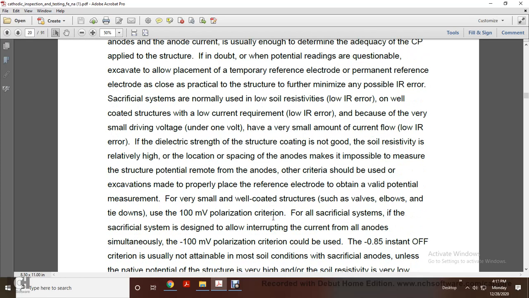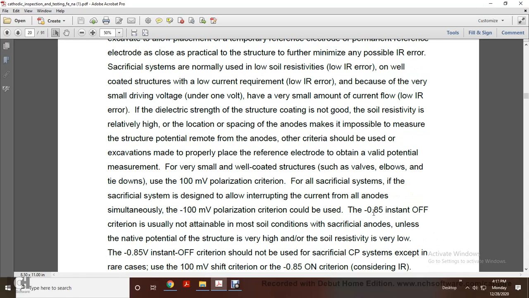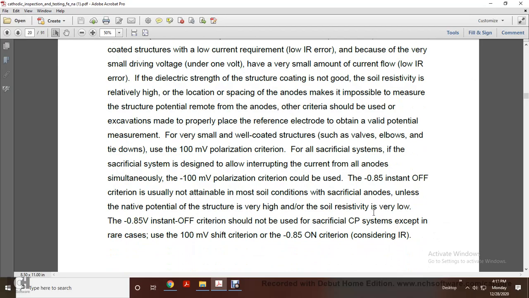Excavations may be made to properly place the reference electrode to obtain a valid potential measurement for very small, well-coated structures such as valves, elbows, and tie-downs. Use the 100 millivolt polarization criterion for a sacrificial system. The sacrificial system is designed to allow interrupting the current from all anodes simultaneously, with the negative 100 millivolt polarization criterion used in place of the negative 0.85 instant off criterion.